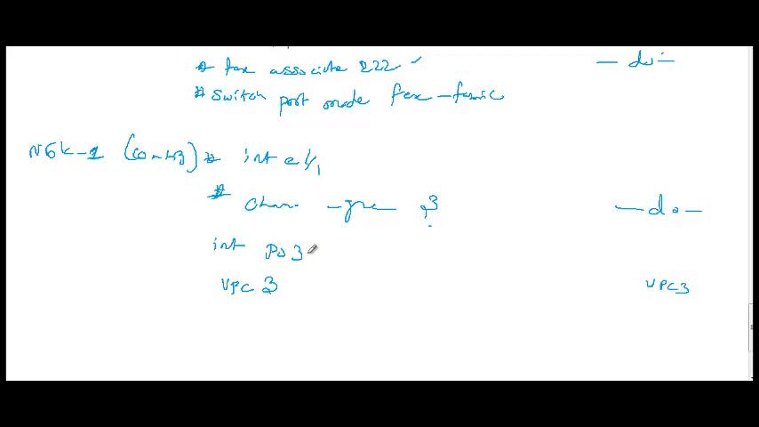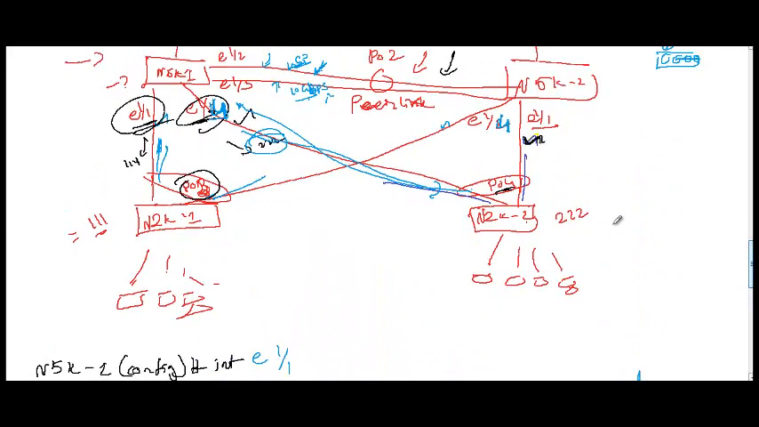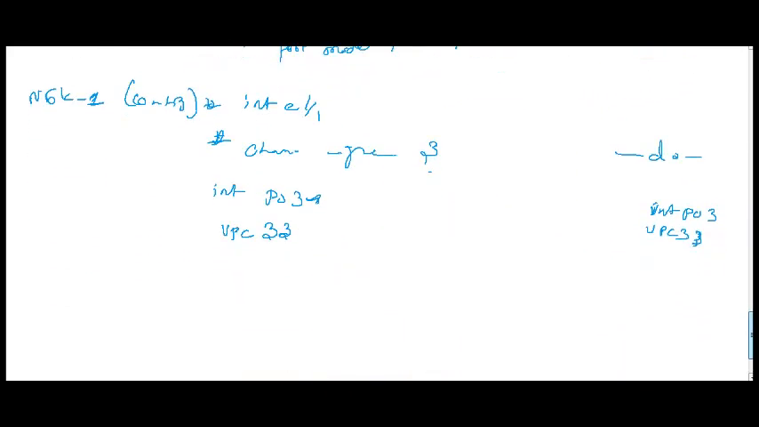Can I use 3 here and 3 here? You can. Can I use 3 here and 33 here? Yes. So all should be the same on both sides. That's all. Now one more interface, and if I finish, your VPC is done using FEX.